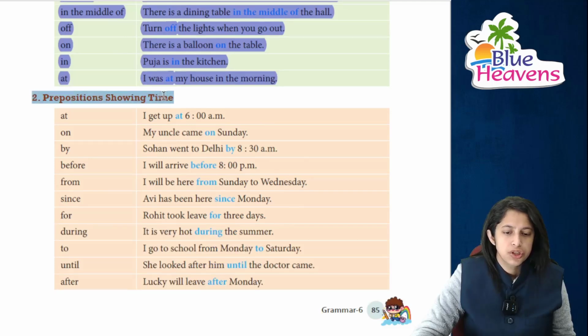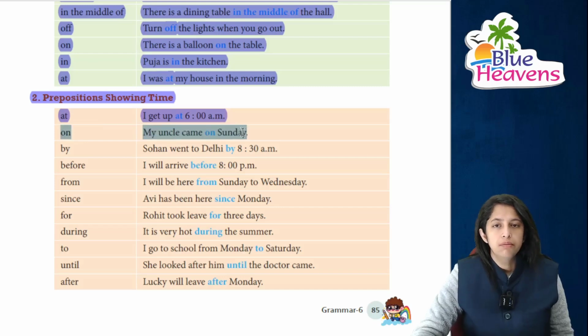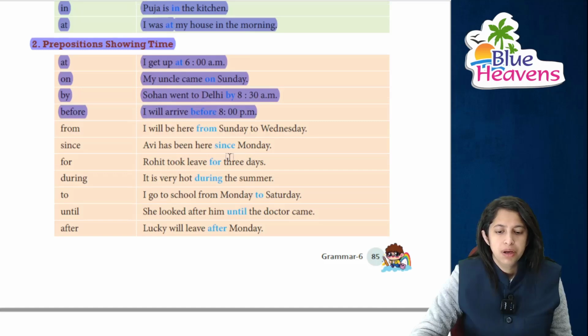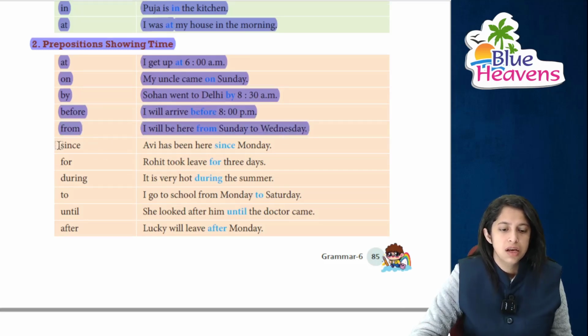What are the prepositions which show time? देखिए, at, I'll get up at 6 AM. मैं 6 बजे उठ जाता हूँ. On, my father will come on Sunday. वो Sunday में आए थे. By, Sohan went to Delhi by 8:30 AM. Before, I will arrive before 8 PM. That is 8 बजे से पहले मैं आ जाऊँगा. I'll be there from Sunday to Wednesday. That is from. Since, Abhi has been there since Monday. Monday से है वहाँ पे.